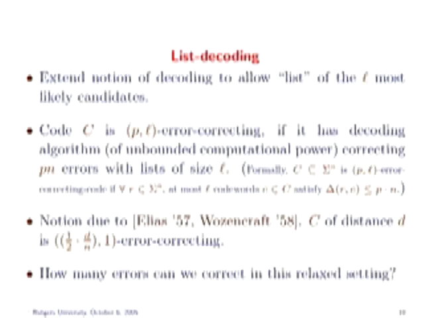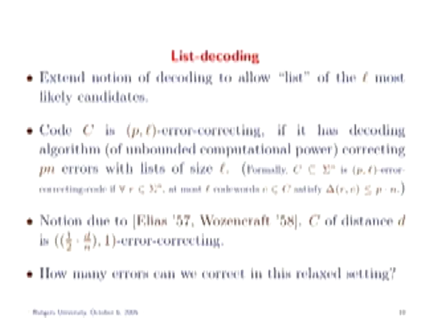Not necessarily efficient, just in the sense of being able to write down a list of L possible candidate messages that might have been transmitted by the sender, with the possibility that an adversary came along and, with absolutely no model-based assumptions, changed a p fraction of all the bits that were transmitted. If you have such a code, we call it (p, L) error correcting. There's a formal definition, but I won't go into it, though it can be formalized mathematically.